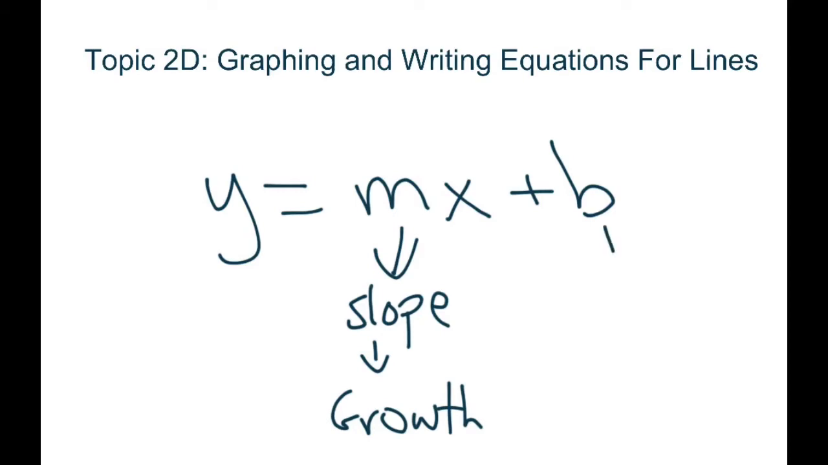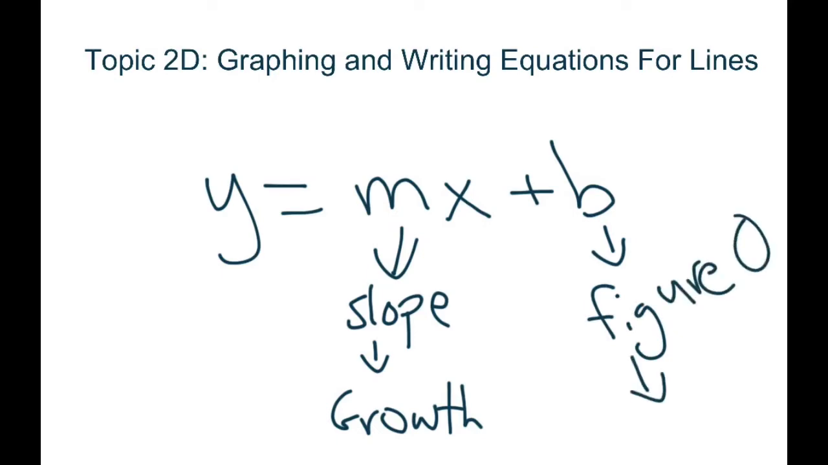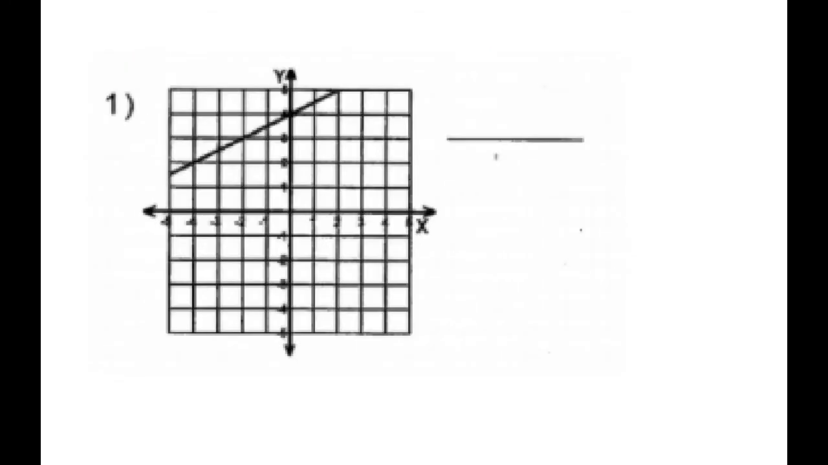And b is our starting value, which is our figure 0. That's what we had to start with, the figure that we had to start with. So that's why we also call the b our starting value. Okay? So that's our starting point. That's another way of people saying it. All right, so starting point.